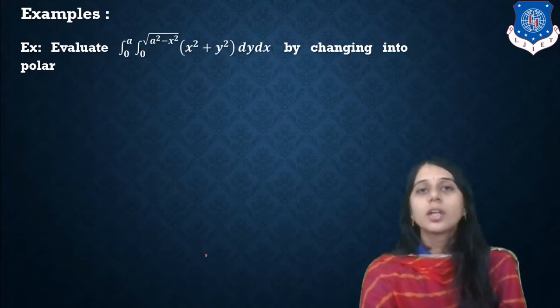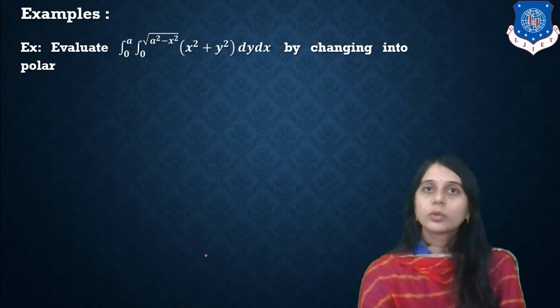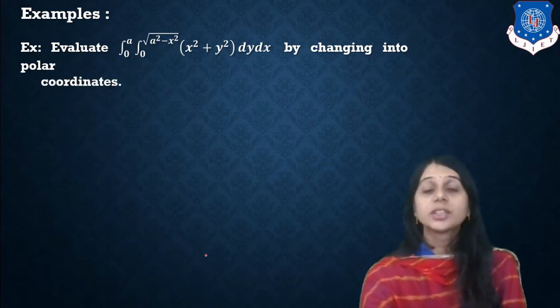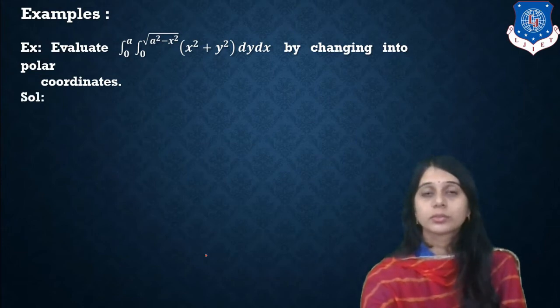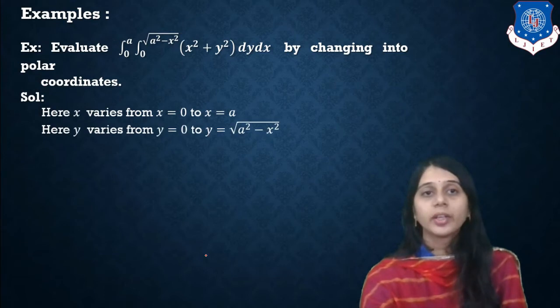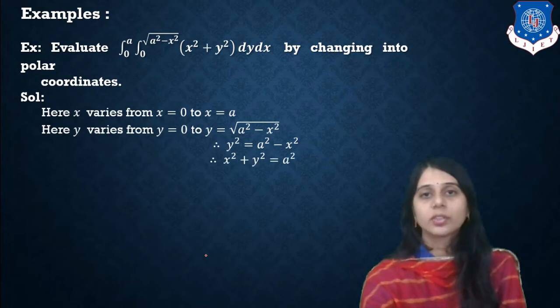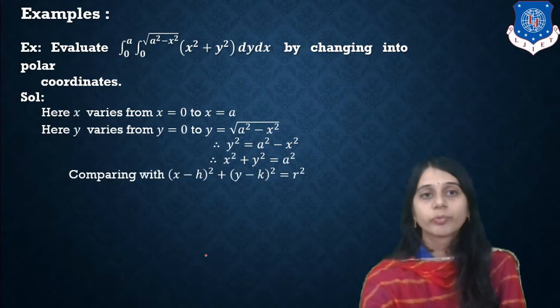Now evaluate the example: 0 to a, 0 to under root a square minus x square, x square plus y square dy dx, by changing into polar coordinates. X varies from 0 to a and y is from 0 to under root a square minus x square. So what is y square? Y square is a square minus x square. So it is x square plus y square equal to a square, a circle formation.